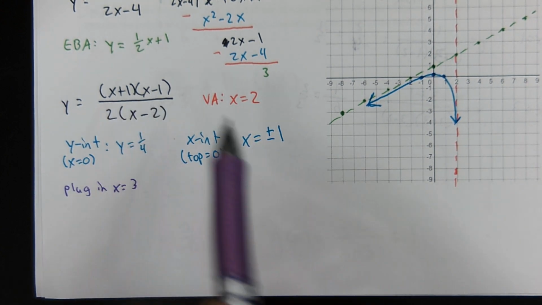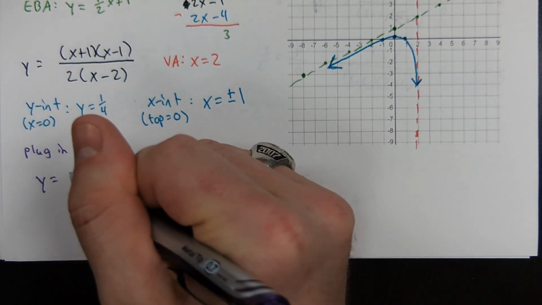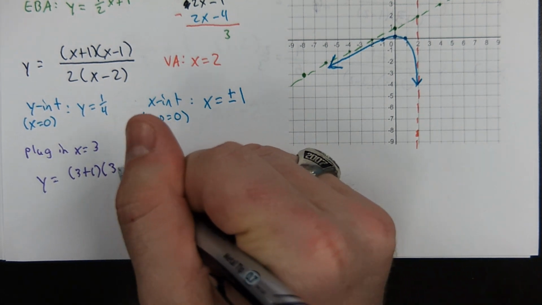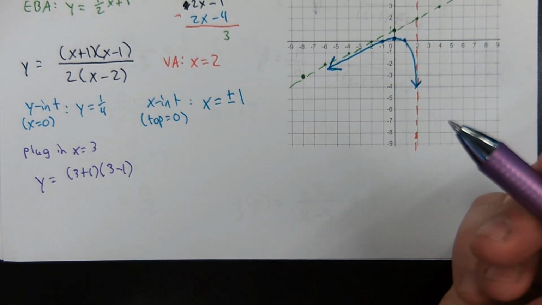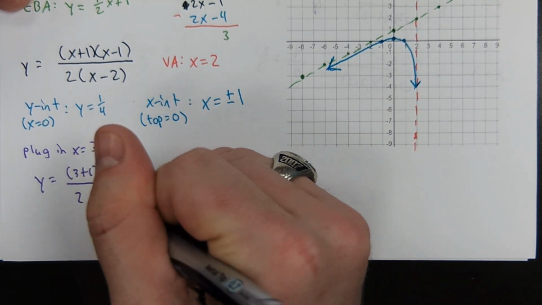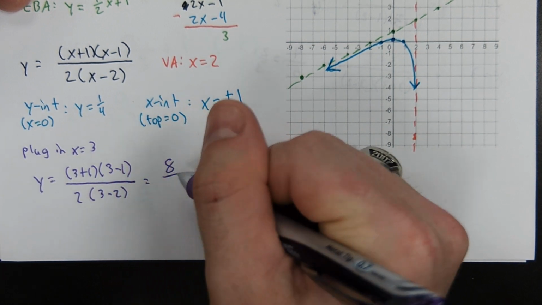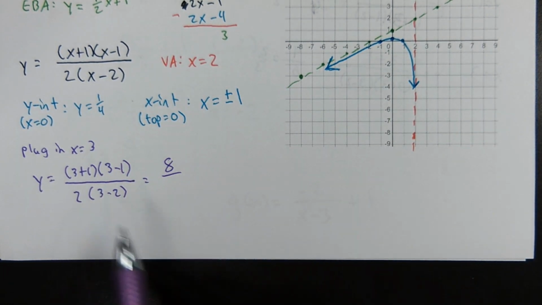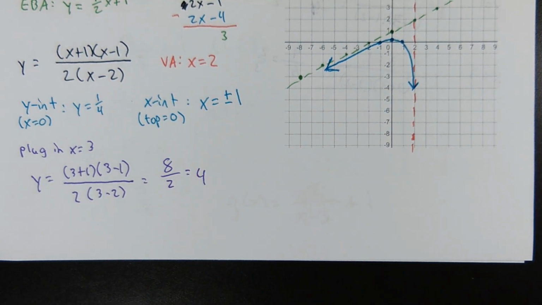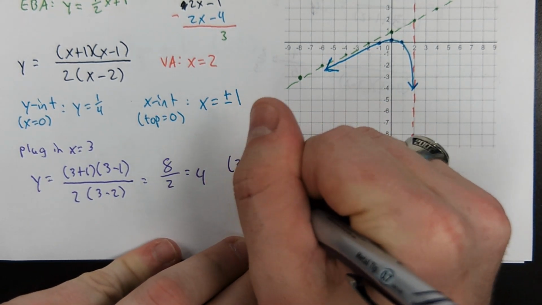I already have it factored here, so I'll just go ahead and do that since I can see that on the screen right now. So we got 3 plus 1, which is going to be 4, times 3 minus 1, which is 2. So 4 times 2, I have an 8 on top. 3 minus 2 is 1. Oh, I have a y value of 4. A nice, pretty coordinate. At least I'm not going to have to plot a fraction. So it's 3 comma 4.